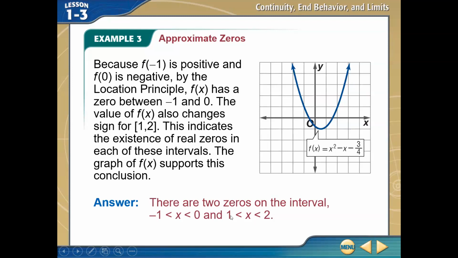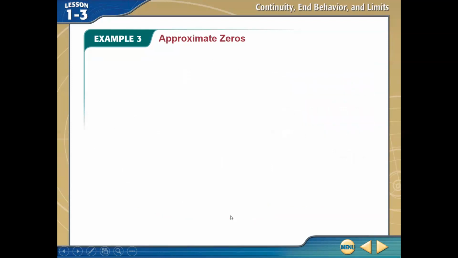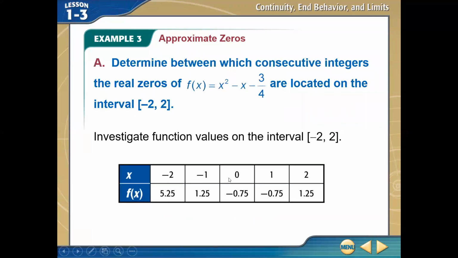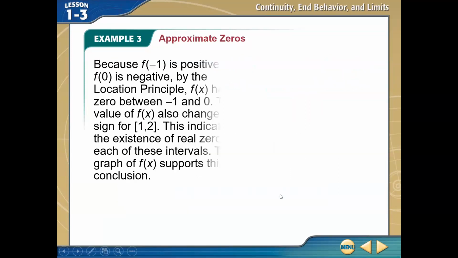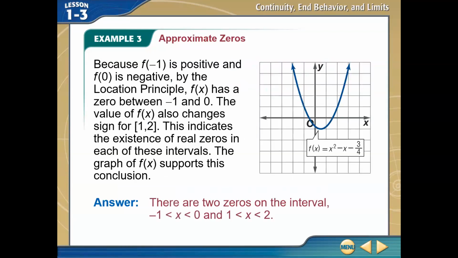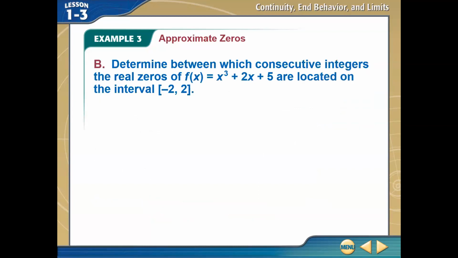And we can get this answer simply from our table of values. Between -1 and 0, there's a sign switch on f of x. Between 1 and 2, there's a sign switch on f of x. So when we're listing out intervals, we're looking for sign changes on the f of x.